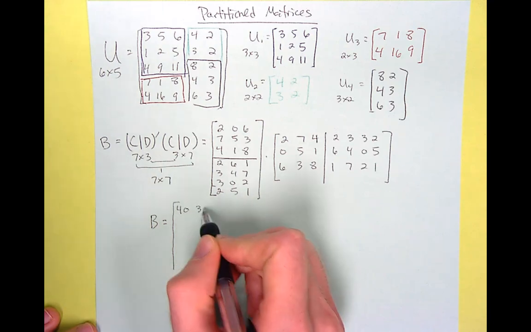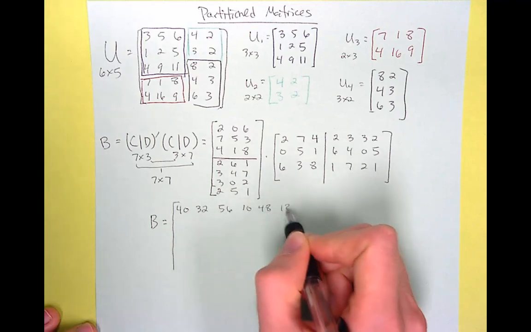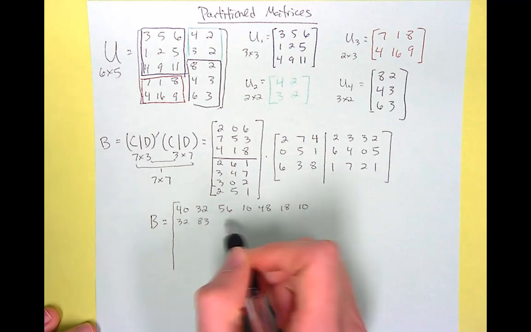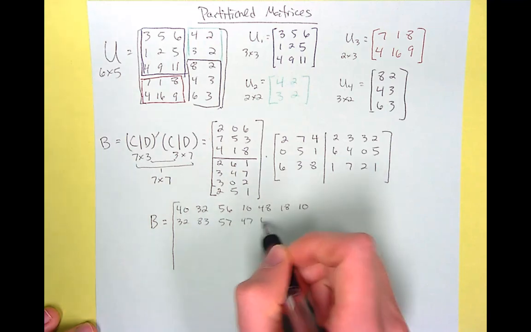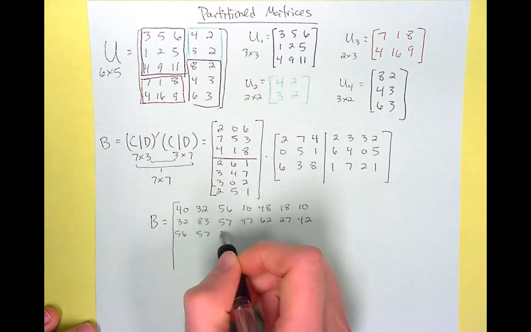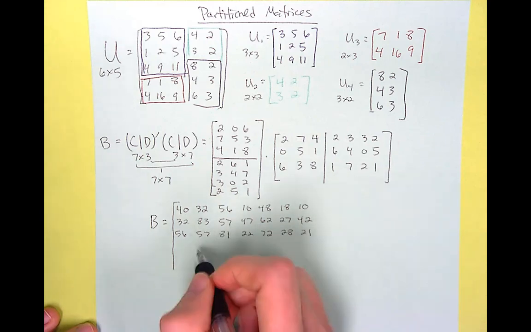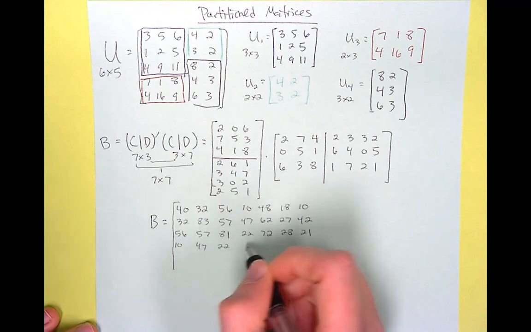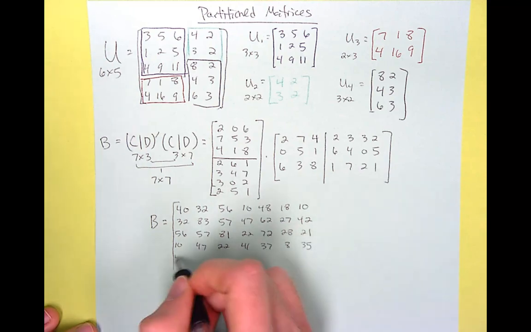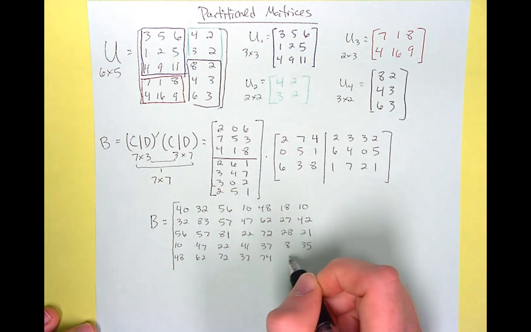40, 32, 56, going across, 10, 48, 18, 10, 32, 83, 57, 47, 62, 27, 42, 56, 57, 81, 22, 72, that's 28 and 21, 10, 47, 22, 41, 37, 8, 35, 48, 62, 72, 37, 74, 23, 33.